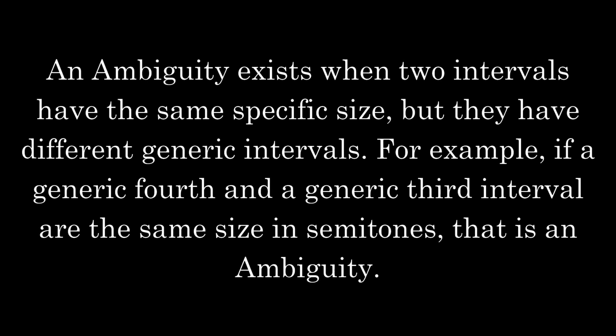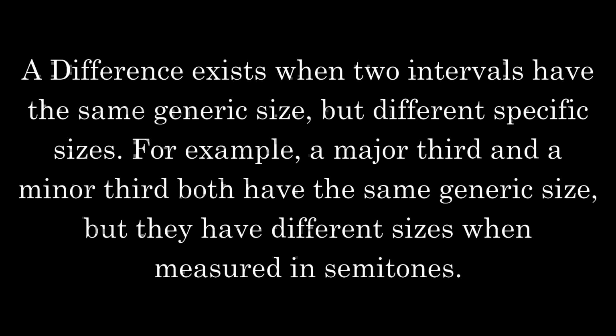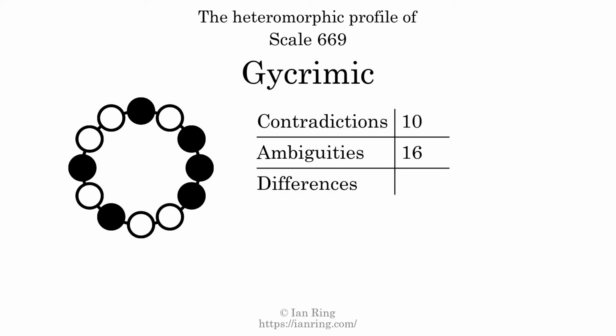An ambiguity exists when 2 intervals have the same specific size, but they have different generic intervals. For example, if a generic fourth and a generic third interval are the same size in semitones, that is an ambiguity. The number of ambiguities in this scale is 16. A difference exists when 2 intervals have the same generic size, but different specific sizes. For example, a major third and a minor third both have the same generic size, but they have different sizes when measured in semitones. The number of differences in this scale is 62.